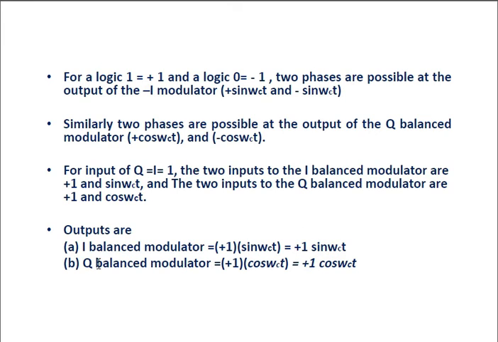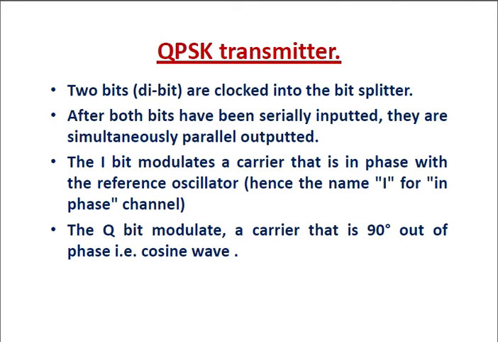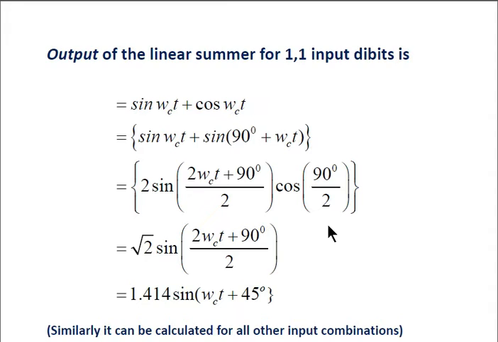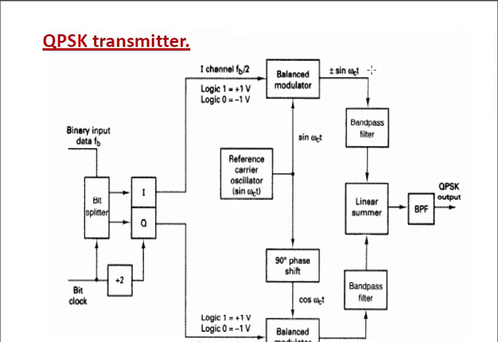In the case of the Q balance modulator, plus 1 cos omega ct, which is equal to plus cos omega ct for logic 1 and minus cos omega ct for logic 0. So the output of the linear summer: whatever output is coming from the balance modulator passes through the band pass filter, for both the balance modulators.